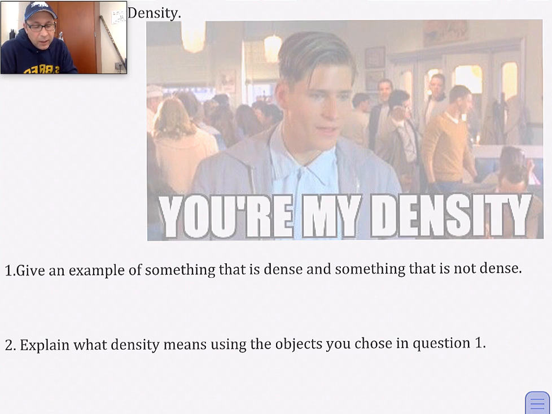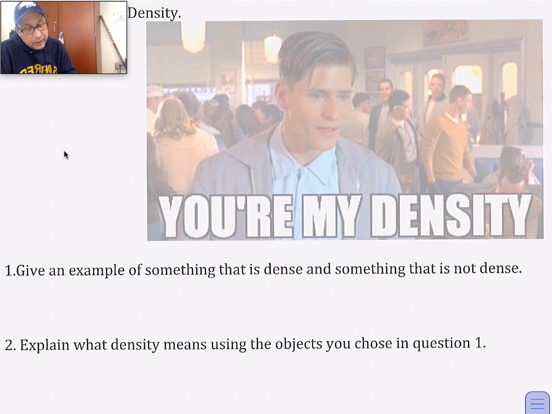So today we're talking about volume and density, and maybe you've seen the movie Back to the Future where George McFly says to Elaine, his crush, that you're my density. And he meant to say my destiny. So today we're going to look at density and figure out what it means and how it's connected to volume.